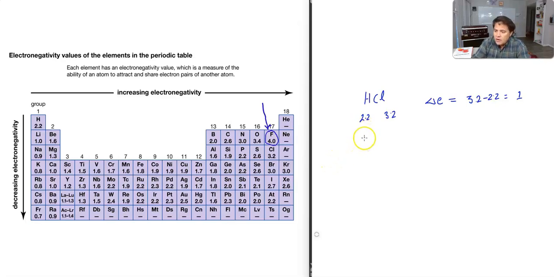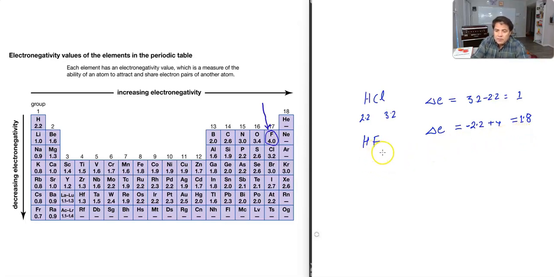If you think about hydrofluoric acid, HF, the electronegativity difference is: hydrogen is 2.2 and fluorine is 4. So 4 minus 2.2 is 1.8. So hydrochloric acid is 1, and hydrofluoric acid is 1.8.